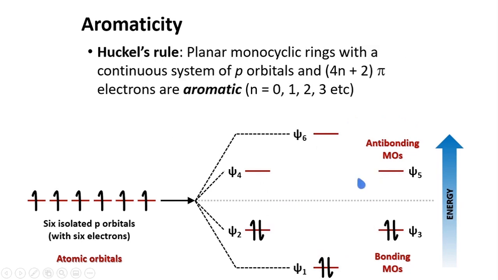On this basis, Hückel formulated his rule for aromaticity. It states that planar monocyclic rings with a continuous system of p orbitals and 4n plus 2 pi electrons are aromatic. That is, if n is equal to 0, 1, 2, 3, etc.